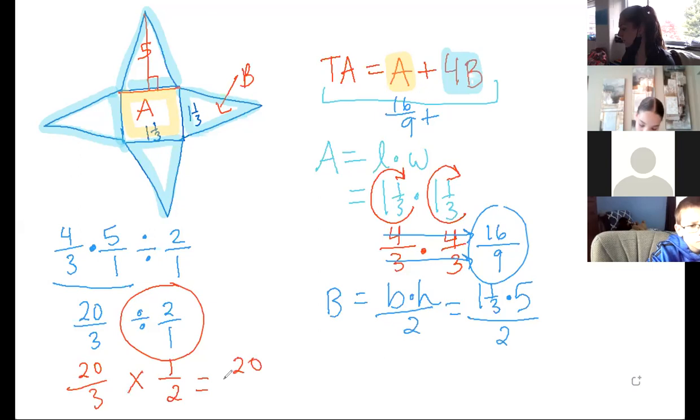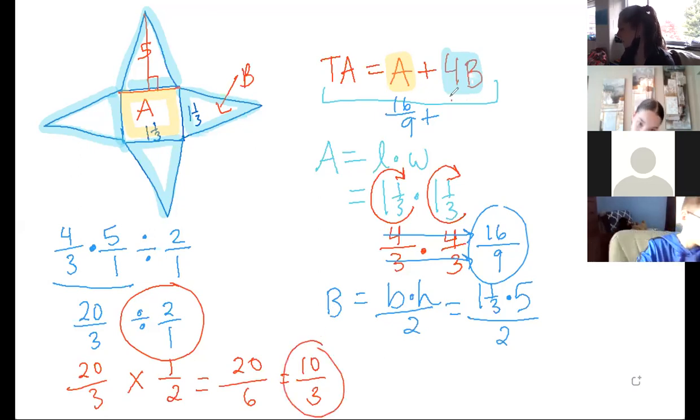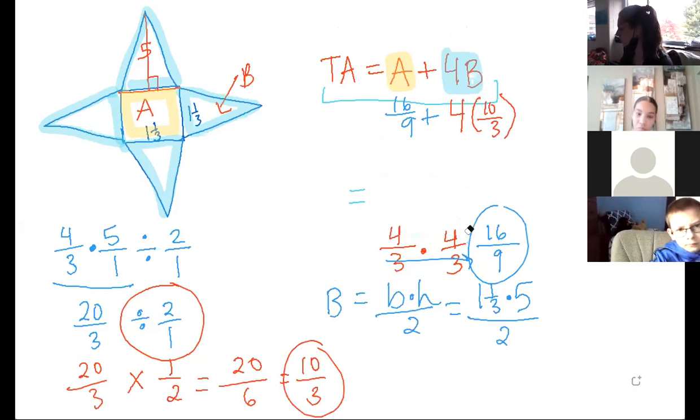So we end up with 20/6. That can be simplified just a touch to 10/3. So now we know what 1b is. What would 4b's be? What would 4 times 10 be? Here, I'm going to move some of this out of the way.